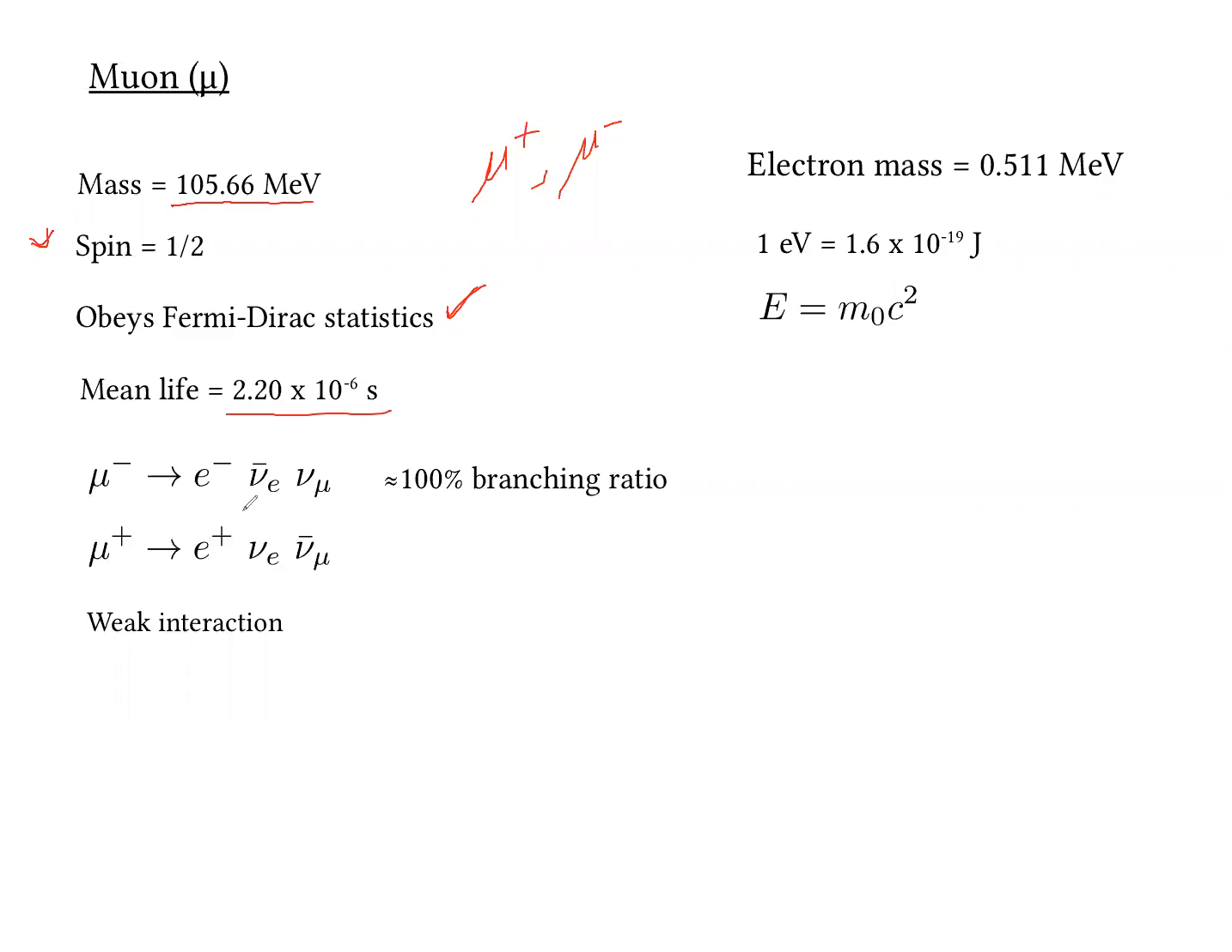Here is the decay. Mu minus decays to an electron, an anti-electron neutrino, and a mu neutrino, because there is a mu, so it comes to be a mu neutrino. It is an electron, and the neutrino has to become an electron neutrino.